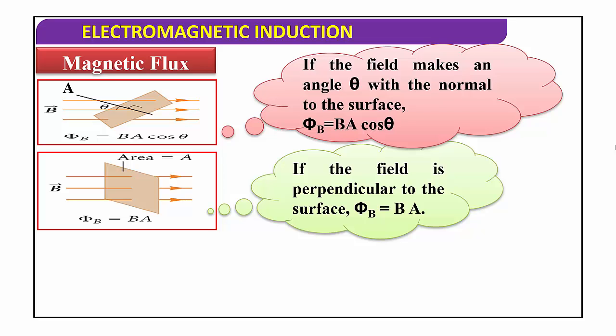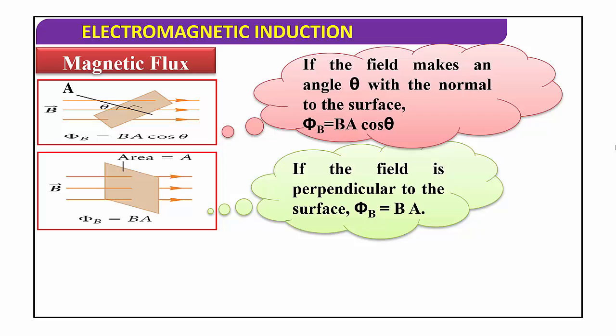It is not equal to 90 degrees. It is equal to 0 degrees. Why? Because theta is the angle between the magnetic field lines and the normal drawn to the surface. Normal means perpendicular line. Here, the normal is the line perpendicular to the surface, and the magnetic field lines are along it. So theta is equal to 0 degrees, not 90 degrees.